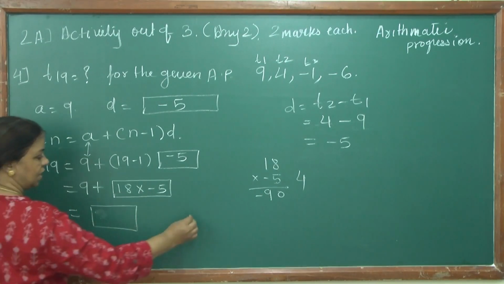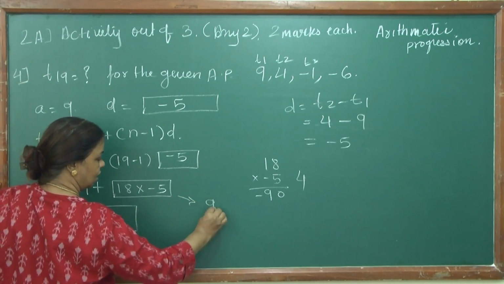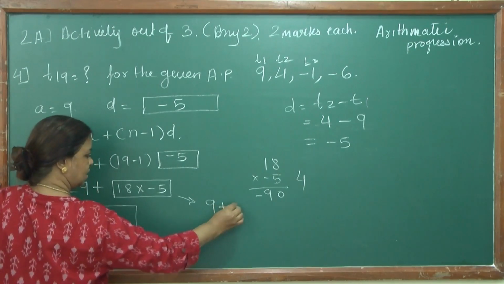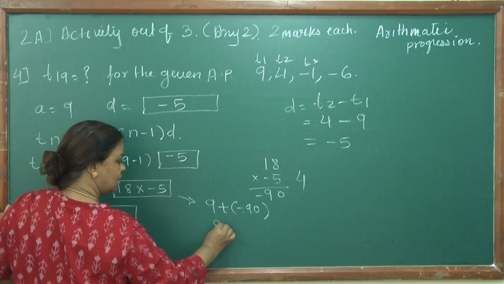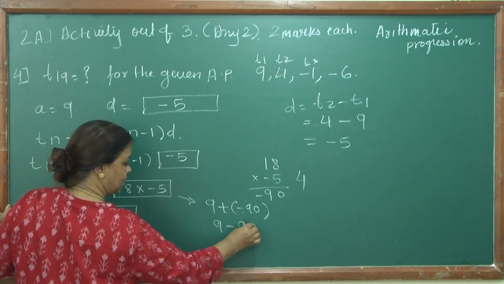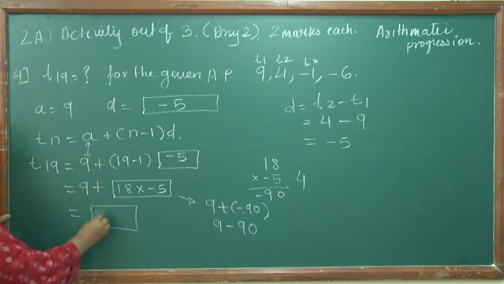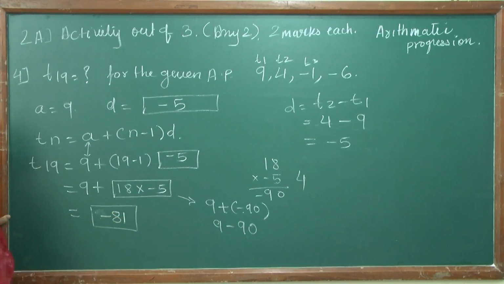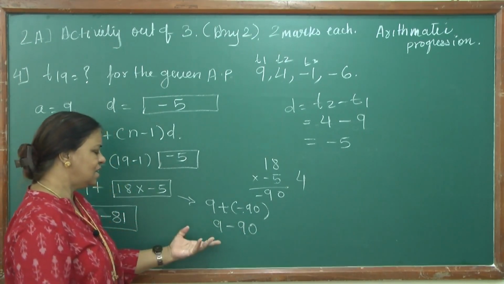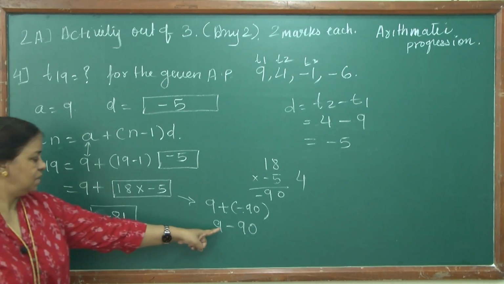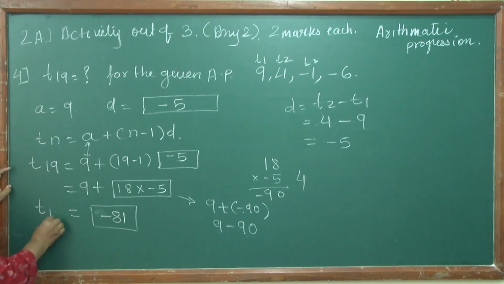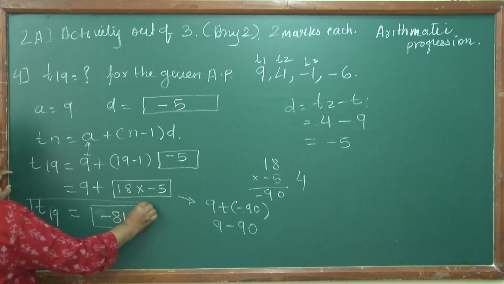The answer we have to write here. Let me calculate: 9 plus minus 90. Plus minus will become minus. 9 minus 90, and 9 minus 90 is minus 81, because 90 minus 9 is 81, and the sign is that of the greater number, minus. So T19 is minus 81.